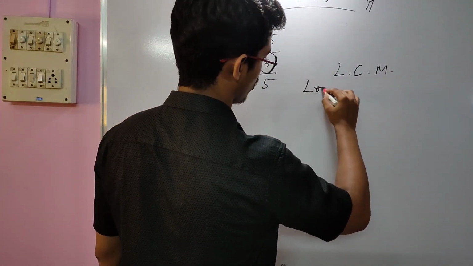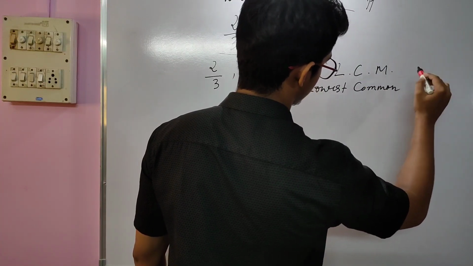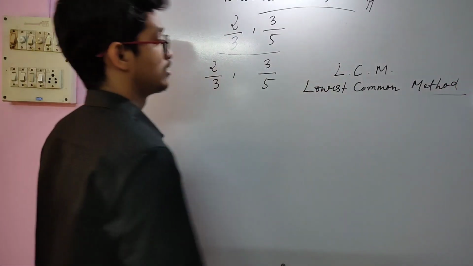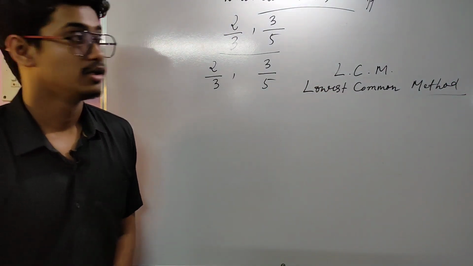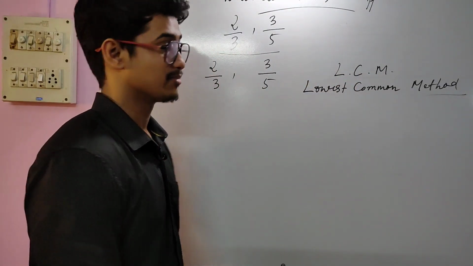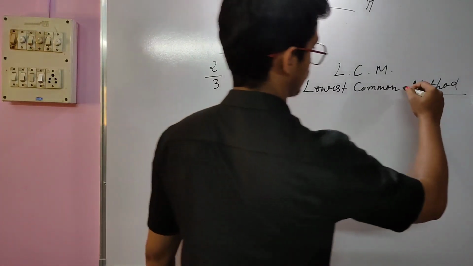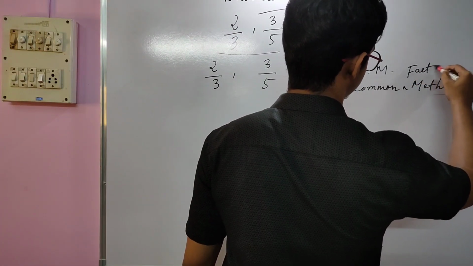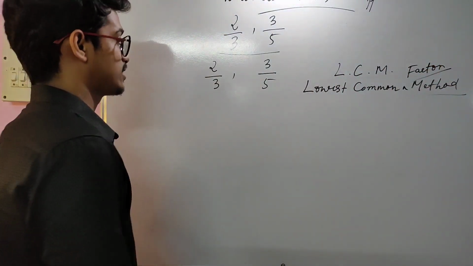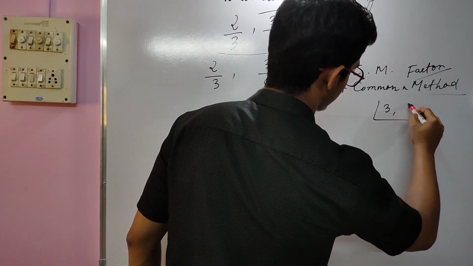That is lowest common method, right? Lowest common method. So lowest common method is what we call LCM. So lowest common factor method. Sorry, I just misplaced that factor. So lowest common factor method is nothing but this one, 3 and 5.